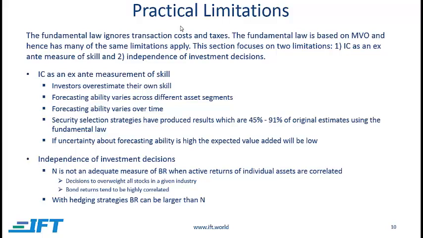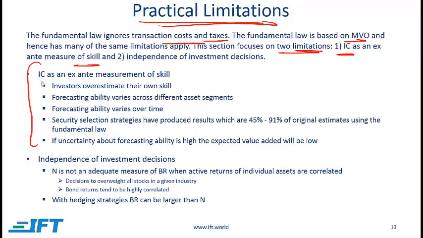The final point in this reading has to do with practical limitations of the fundamental law. The fundamental law ignores transaction costs and taxes. The fundamental law is based on mean variance optimization and hence has many of the same limitations. This segment of the curriculum, however, focuses on two limitations. The first is the information coefficient as an ex-ante measure of skill, and the second is the independence of investment decisions.